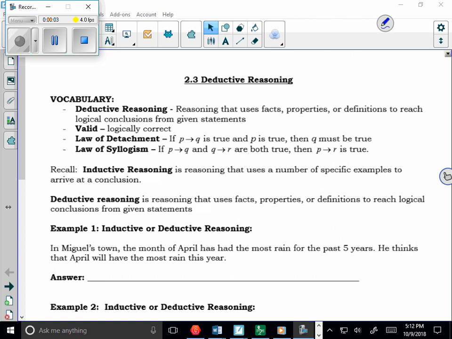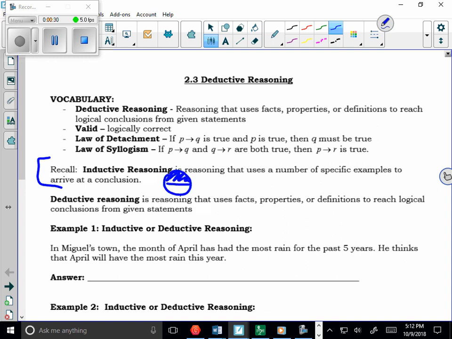So today we're going to take a look at a different kind of reasoning. You might remember a couple days ago we talked about inductive reasoning. And it says right in the middle here, recall, inductive reasoning is reasoning that uses a number of specific examples to arrive at a conclusion. So, for example, when we were talking about our shapes, we were using a specific number of examples to arrive at a conclusion. We were saying things like, well, I know that the 8th example is going to look like this, and that's how I'm going to arrive at my conclusion.